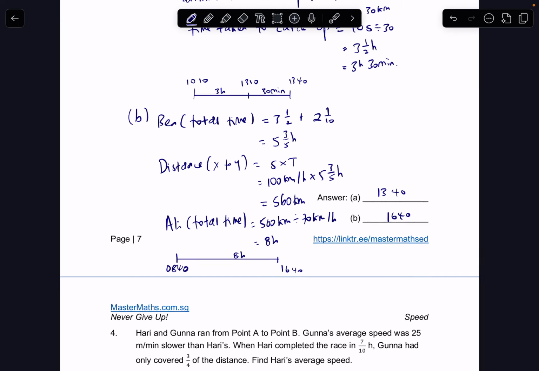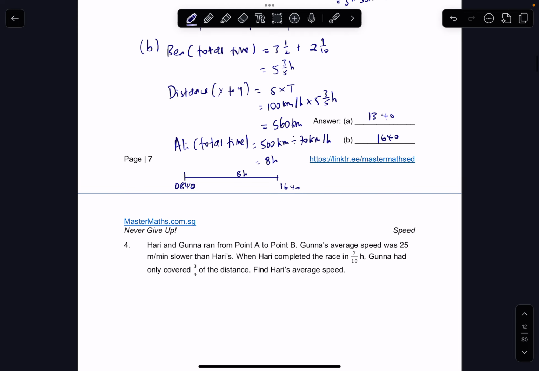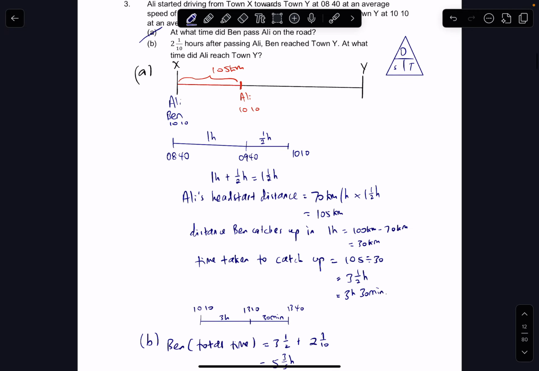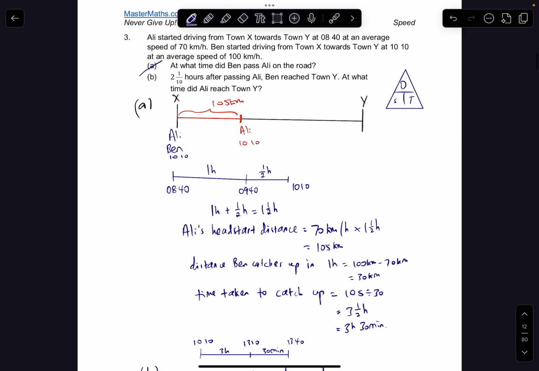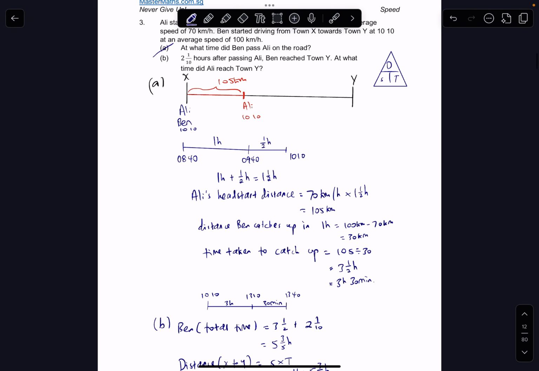Pretty interesting. For speed questions, it is very, very important to understand the various types of speed questions. This is one of the types where there's a head start distance. Number one, there's a head start distance, and number two, there's a catch up concept.